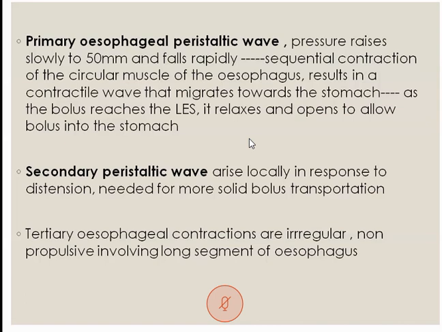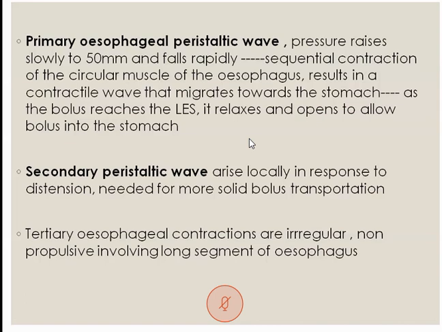Pressure rises slowly to 50 millimeters of water and falls rapidly. The sequential continuous movement of the circular muscles of the oesophagus results in a contractile wave which migrates toward the stomach. The bolus slowly reaches the lower esophageal sphincter. It relaxes and opens, passing the bolus into the stomach. Later, the secondary peristaltic wave arises locally in response to distension, needed for more solid bolus transport.